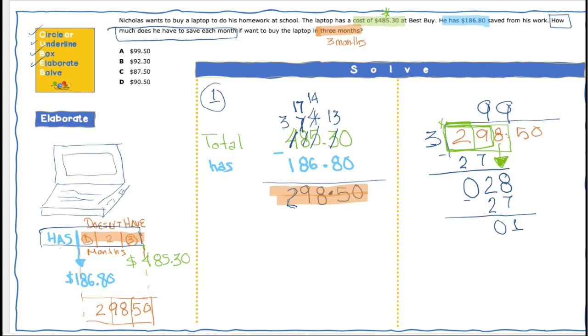What's next behind my 8? It's a decimal point. The decimal points go up. And that's my decimal point. Great. And now I'm gonna bring down my next digit. And that's gonna be a 5.